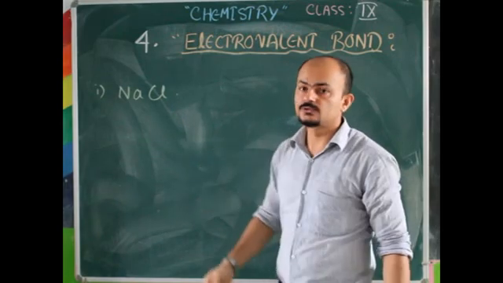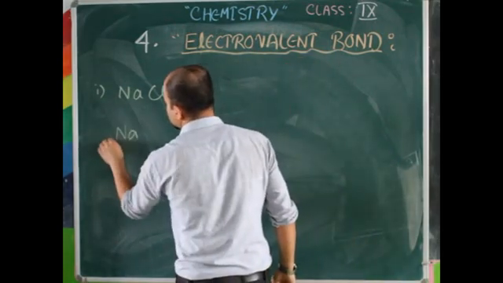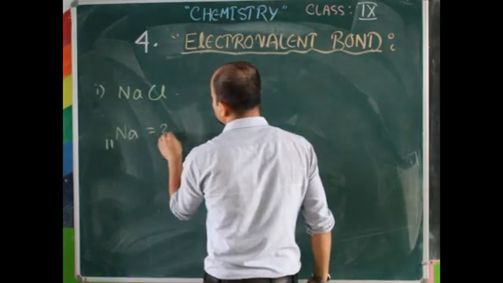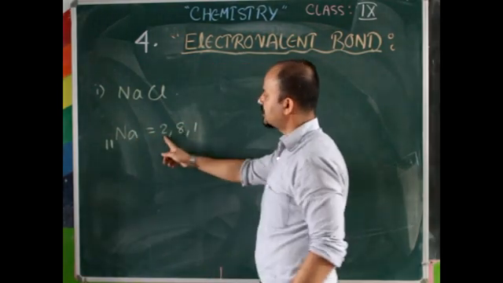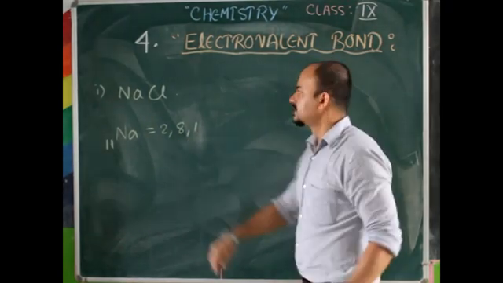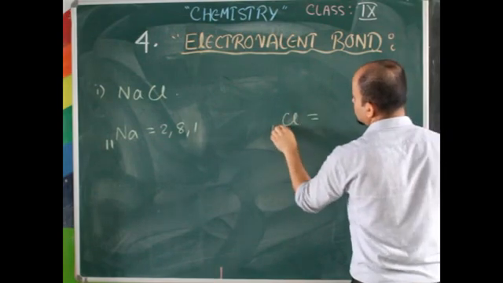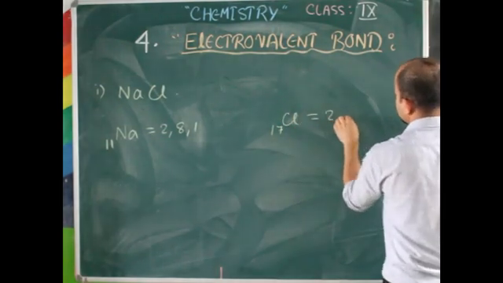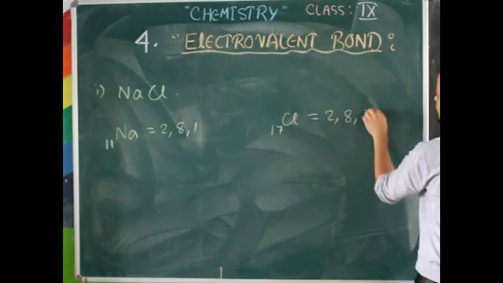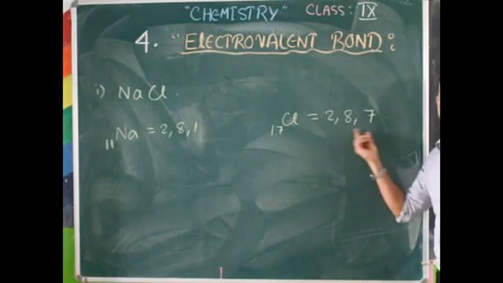For that you need to know about its electronic configuration. Sodium's atomic number is 11, so 2, 8 and 1. The electrons are arranged as 2, 8, 1 in the cells. Similarly, for chlorine, the atomic number is 17. The electrons are arranged as 2, 8 and 7 in the respective cells.